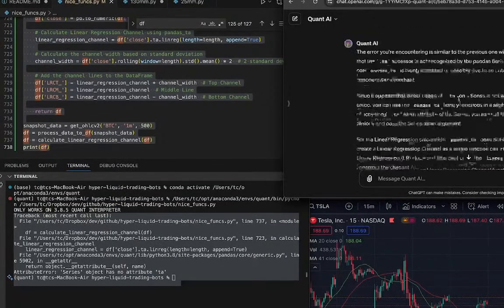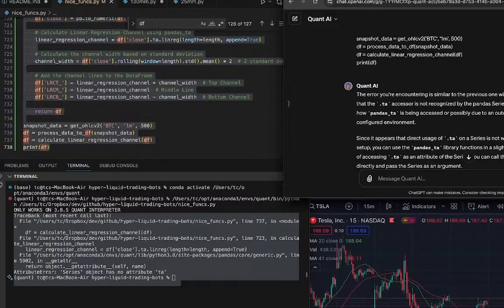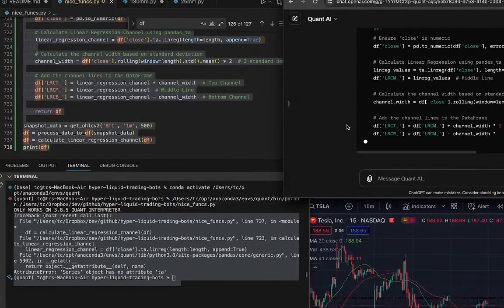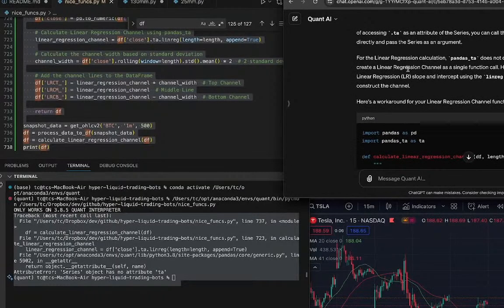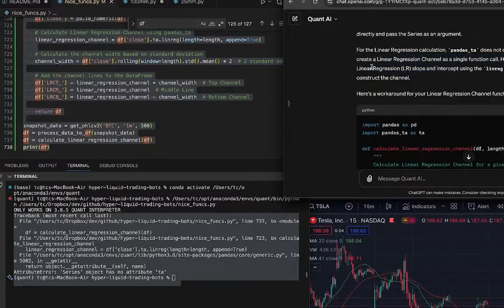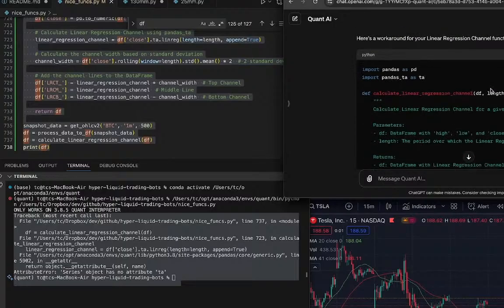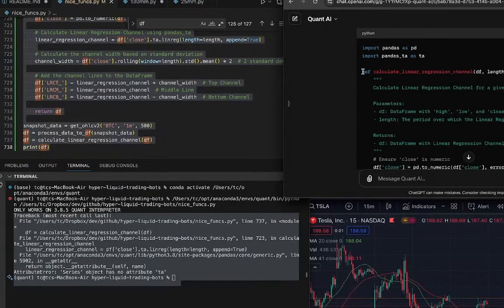So here's a workaround. The error indicates that the TA accessor is not recognized by the series. This is likely due to how pandas works. It looks like a similar error. So let's see, what did it change? For linear regression, pandas TA does not directly provide a function to create linear regression channels in a single call. However, you can compute the linear regression slope and intercept using the linreg function and then manually construct them. Okay, sick. See, we're moving here.